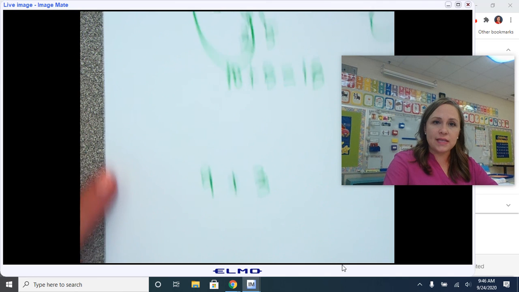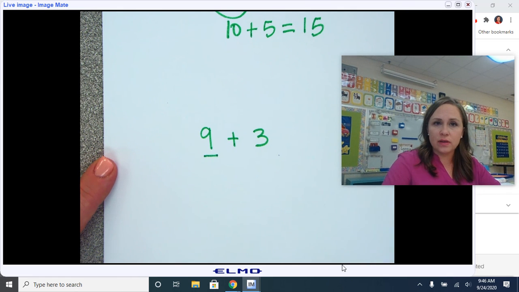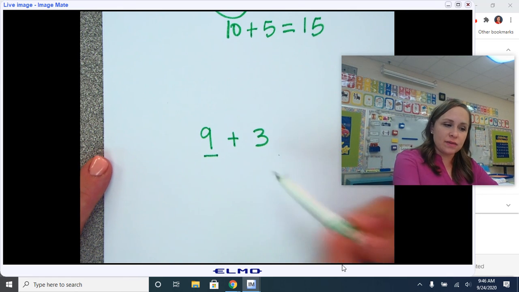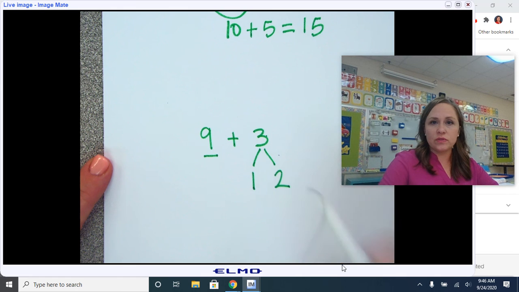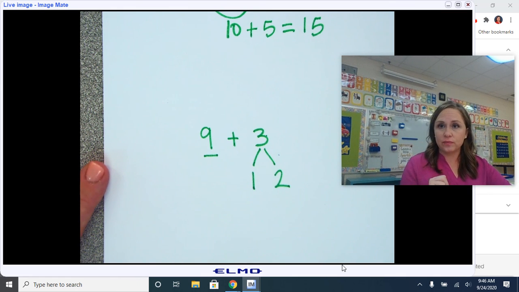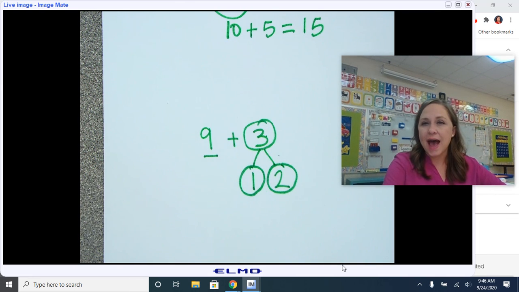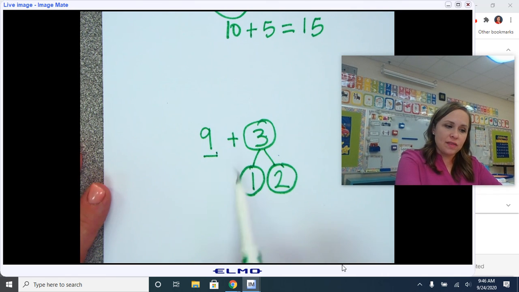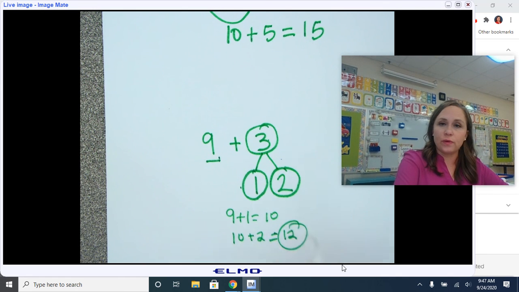The second one we're going to look at is 9 plus 3. So I'm going to leave the bigger number alone, and then I'm going to think, what does 9 need to get to 10? It needs 1. 3 minus 1 is 2. So the number bond for 3 is 1 and 2. Now some teachers will draw it with circles. I just think that those circles sometimes get in the way, so I don't draw the circles, but it's okay if you're used to that. I'm going to take the 9 and the 1 to make my 10, and then bring the 2 down, and my answer is 12.